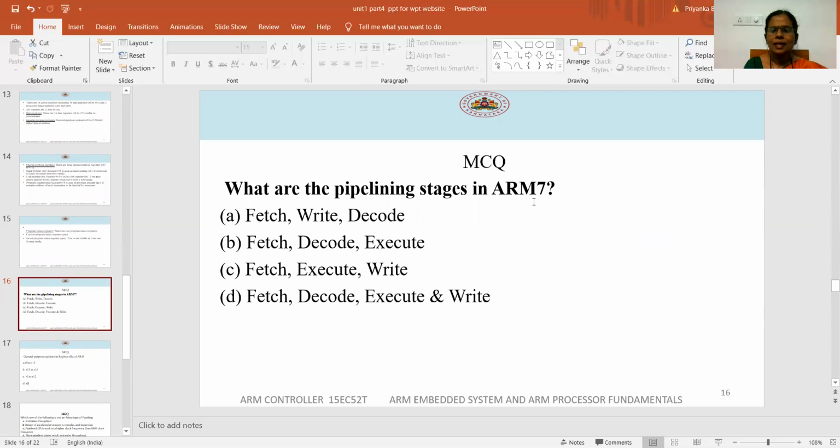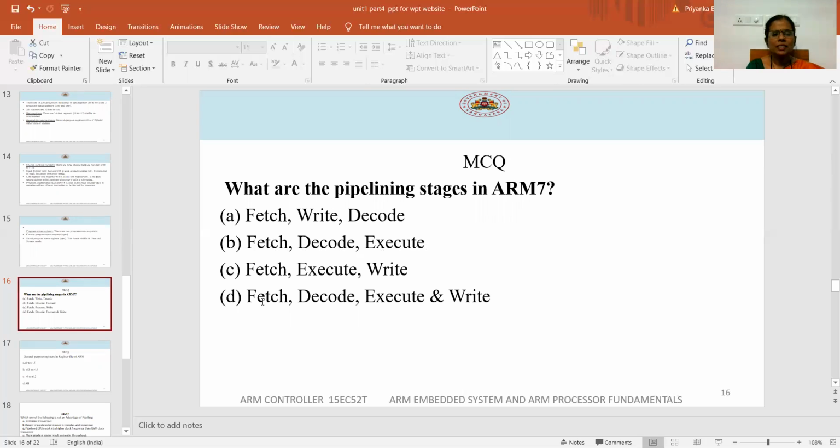The first question is, what are the pipeline stages in ARM7? I told you that ARM7 has a three-stage pipeline structure, ARM9 has five stages, and ARM10 has six stages. So you find out what the three stages are. The first option is fetch, write, decode. Option A is wrong because that is not the right option for ARM7. The second option is fetch, decode, execute. Yes, this is the right answer, because we fetch the instruction, we decode the instruction in the second cycle, and we execute the instruction in the third cycle. So option B is the right answer.